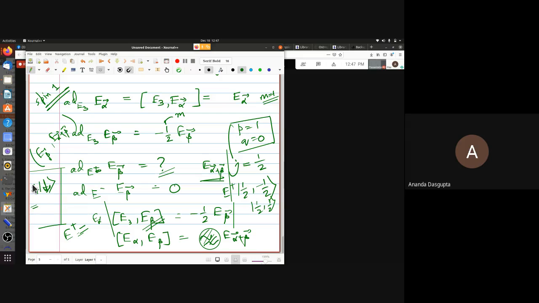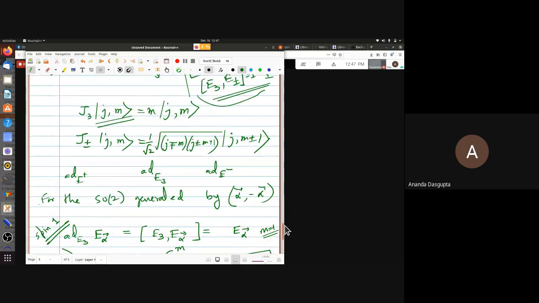How much is S plus acting on the down state? It of course is the up state with a factor of how much? Root 2, I think. Well, actually 1 in the standard textbook sense, but here it will be 1 by root 2. The 1 by root 2 simply comes from this additional factor that we have. Okay?